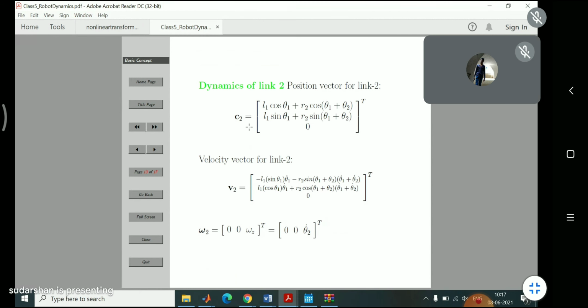Second link, C2 is L1 cos theta 1 plus R2 cos (theta 1 plus theta 2), L1 sin theta 1 plus R2 sin (theta 1 plus theta 2). So for the velocity, you take the differentiation with respect to time of the position vector, you get the velocity vector, and angular velocity vector is again in the z direction, but now it is theta 2 dot.